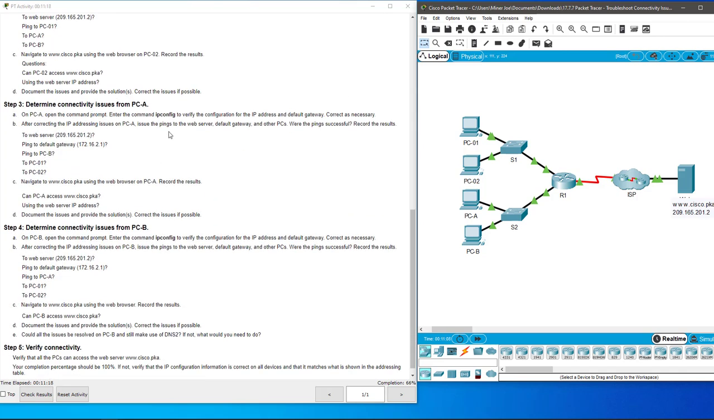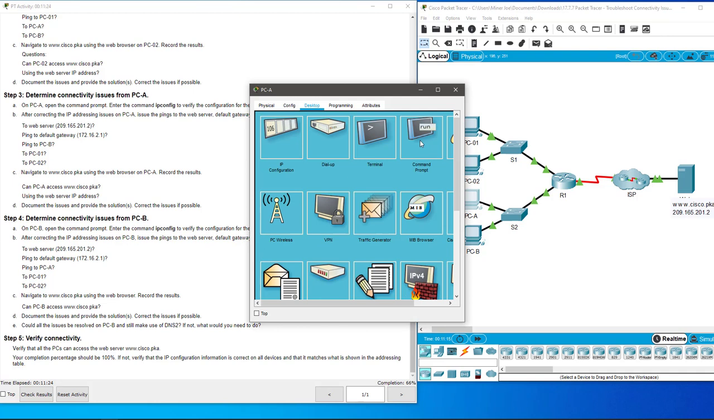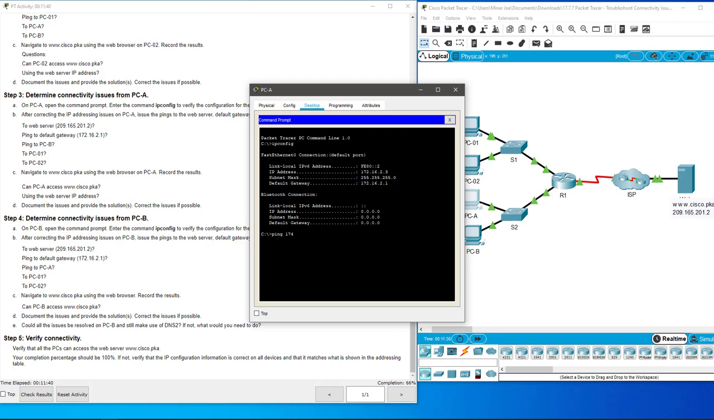Now let's go to step 3, and we're going to go to PCA, and then we'll go to PCB. So let's move it up to PCA, take a look at this, and do an ipconfig. PCA's IP address should be 172.16.2.3. It is. Default gateway should be 172.16.2.1. Great. So let's try and ping that. Let's go ping 172.16.2.1 and see if that works. And that is not working.